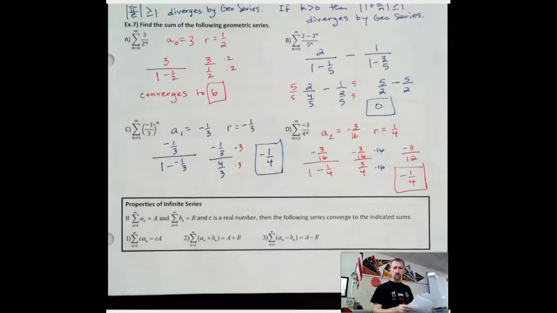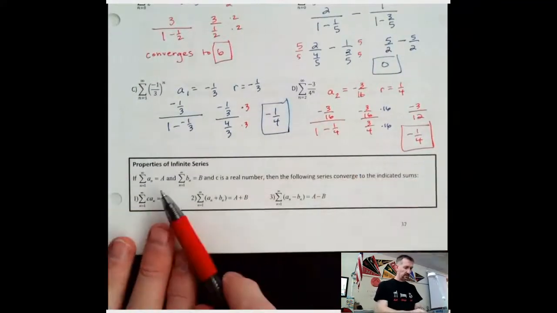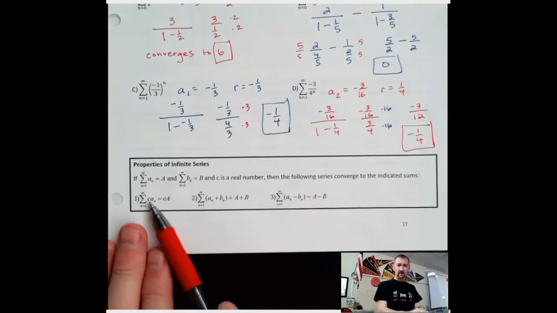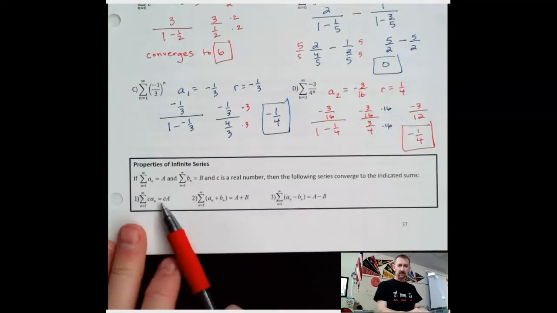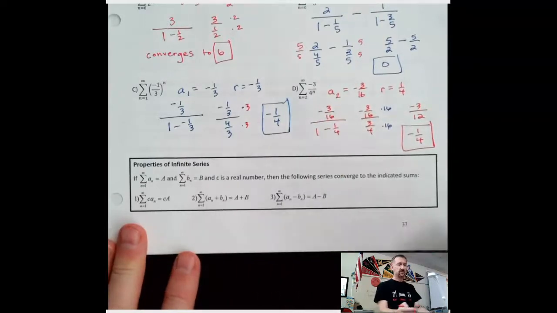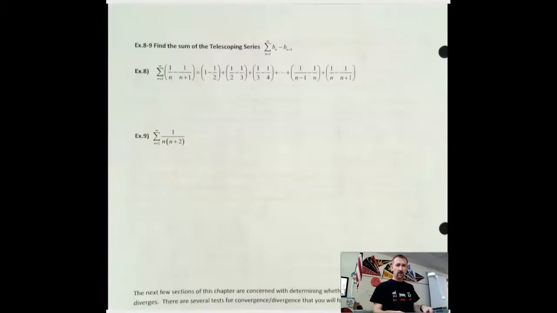Now, properties of infinite series. So if we have a constant, we can factor the constant out. We just have that. If we have a sum, we can separate them. We did that up there on one already. If we have the difference, that's pretty self-explanatory. All right, last page.